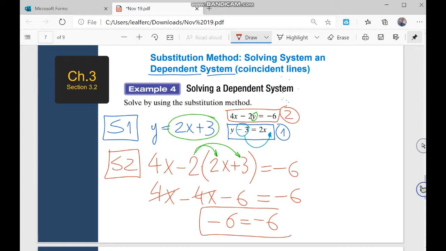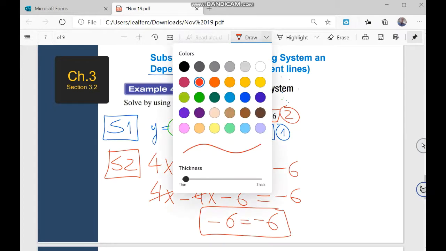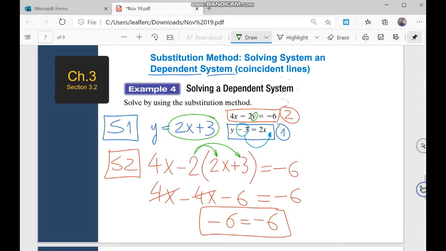What do you think about this statement here? Is this true? Is this false? Is -6 equal to -6? Yes, this is a true statement, and this is going to be true always. It doesn't matter the value of x. It doesn't matter if x equals 0, if x equals 10, if x equals 1000. This -6 will always be equal to -6.